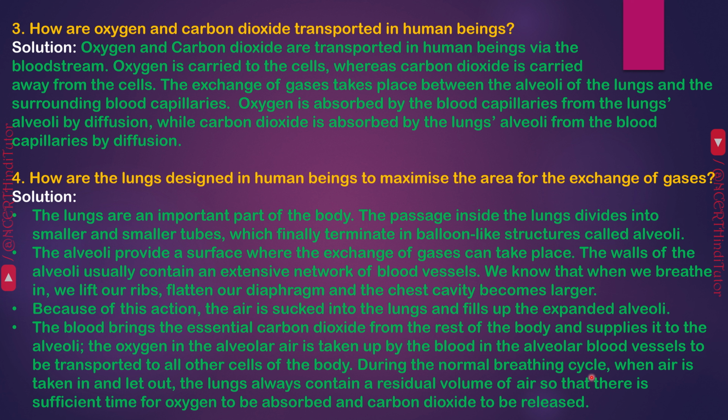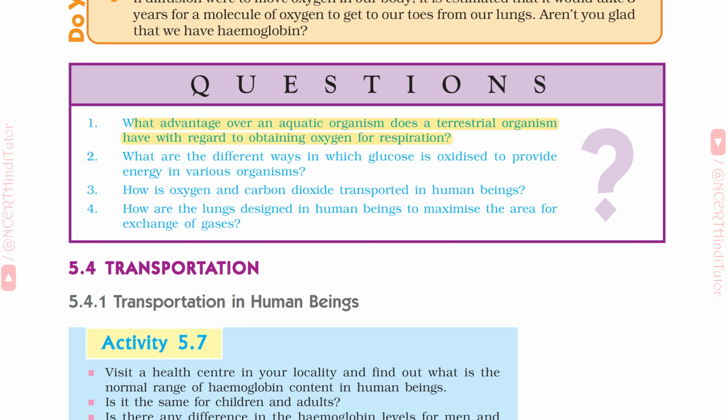During the normal breathing cycle, when air is taken in and let out, the lungs always contain a residual volume of air so that there is sufficient time for oxygen to be absorbed and carbon dioxide to be released. Friends, we have completed these question answers. Now let's move on to the next questions.